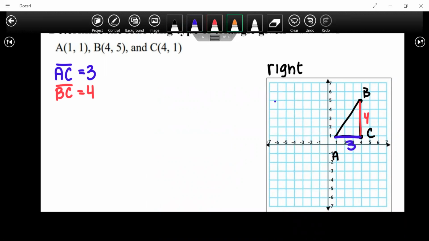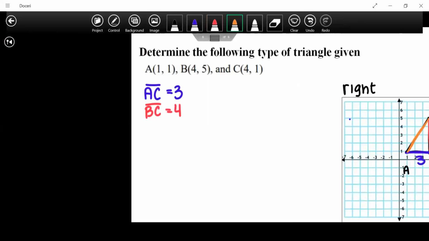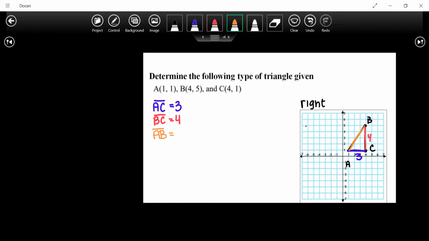Let's look at the third side. Now, do we 100% know that it's scalene? By this point, we should. But in order to show it in a formal proof, we got to show it. So we just got to do the distance between AB. So let's do that. I'm going to use the lengths that are already there. It's already made a good triangle out of it. So we're going to plug in 3 squared plus 4 squared is equal to C squared. We're going to get 9 plus 16. What's 9 plus 16? 25, square root of 25. So AB is just 5.